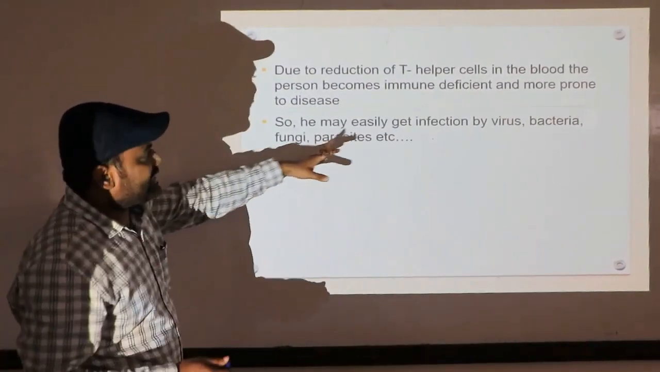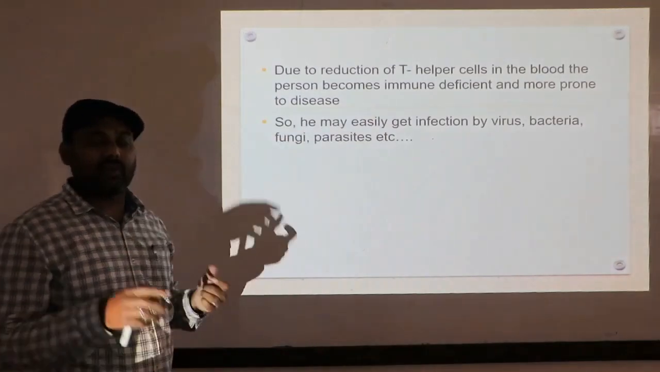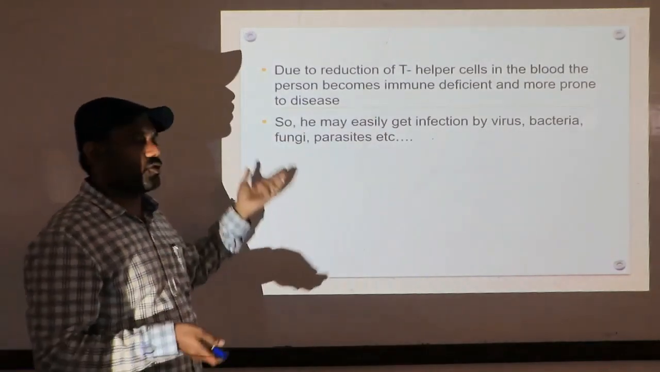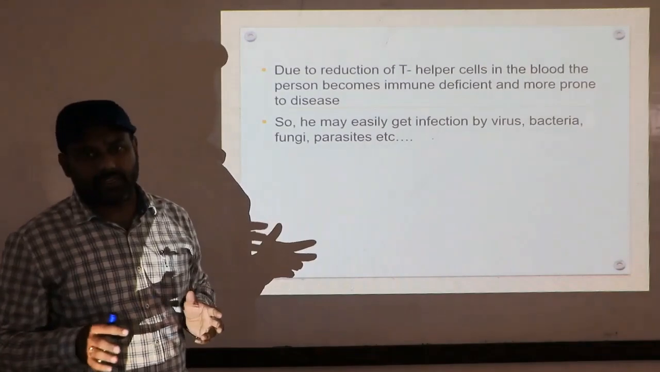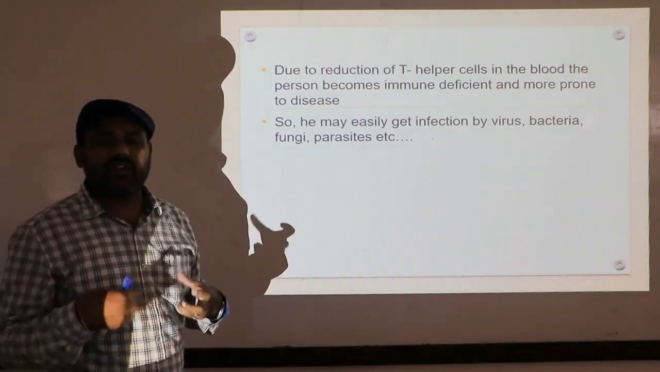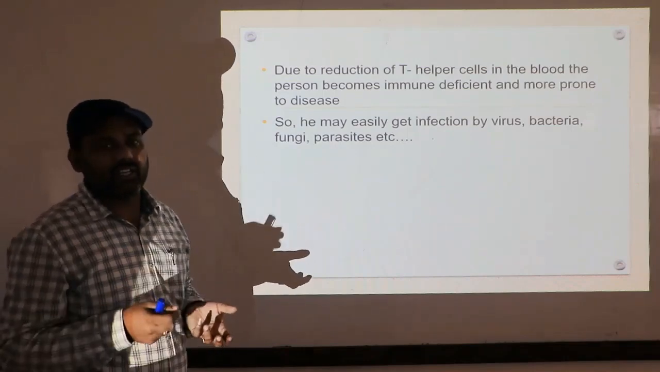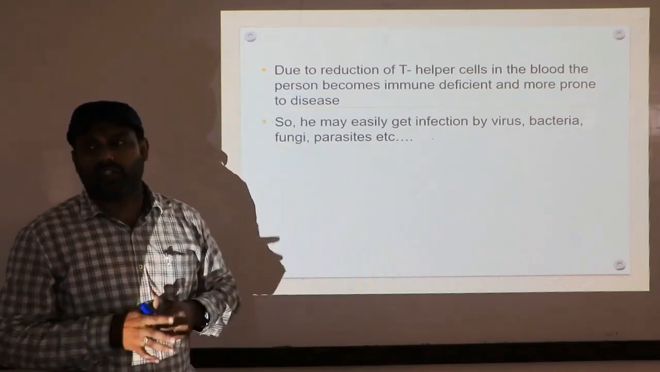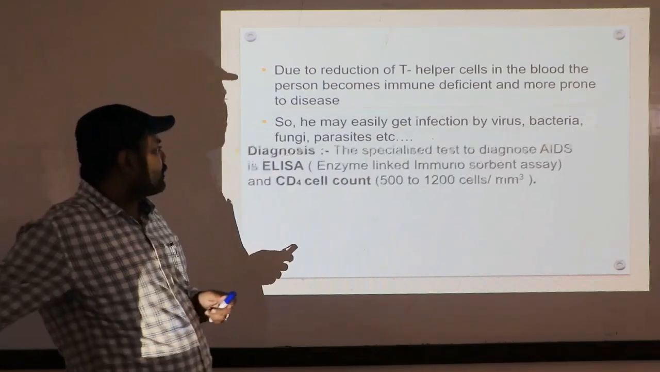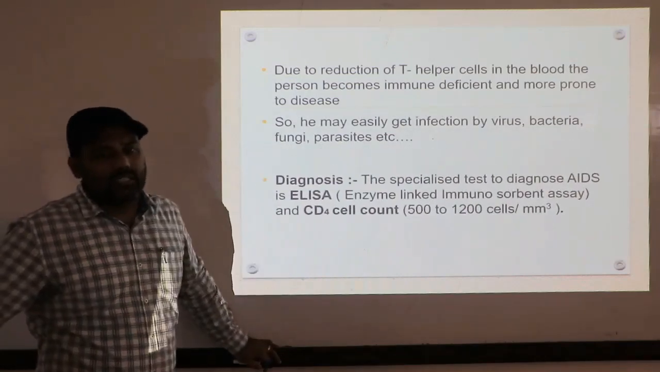So he may easily get infection by virus, viral diseases, bacterial diseases, protozoan, fungal diseases, many. Clear? Why? Because there is no resistance power at all, isn't it? There is no resistance power at all. So for that reason, there is more chance to get disease. Next, how to diagnose the disease?